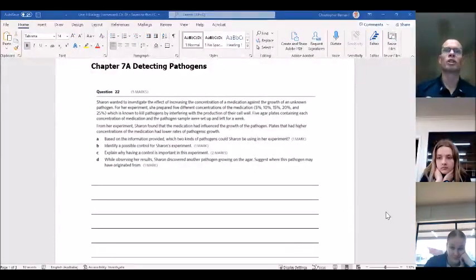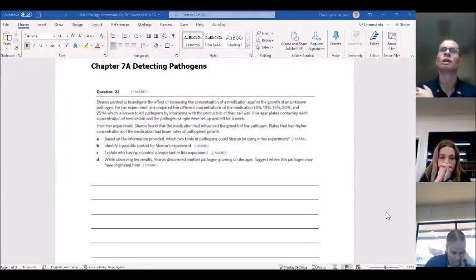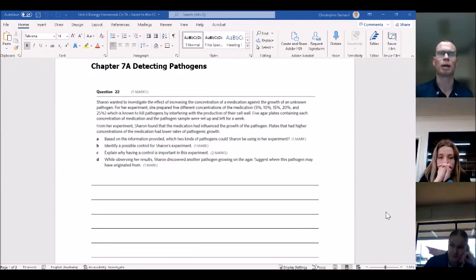All right, so Sharon wanted to investigate the effective increase in the concentration of medication against the growth of an unknown pathogen. For her experiment, she prepared 5 different concentrations of the medication, which is known to kill pathogens by interfering with the production of their cell wall. 5 agar plates containing each concentration of the medication and the pathogen sample were set up and left for a week. For her experiment, Sharon found that the medication had influenced the growth of the pathogen. Plates that had a higher concentration of the medication had lower rates of pathogenic growth. So based on the information provided, what 2 kinds of pathogens could Sharon be using in her experiment?